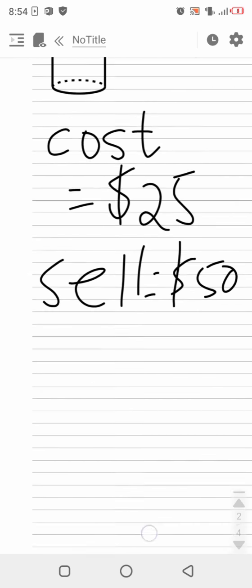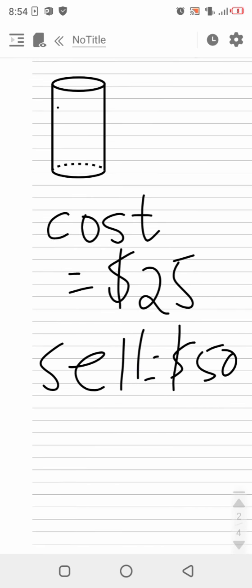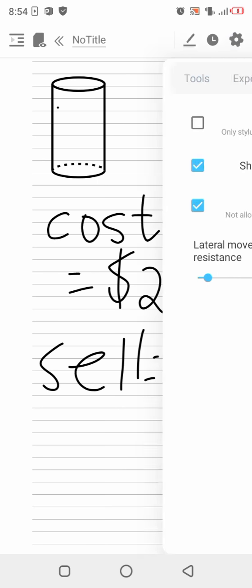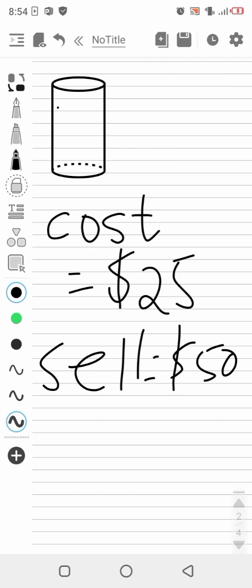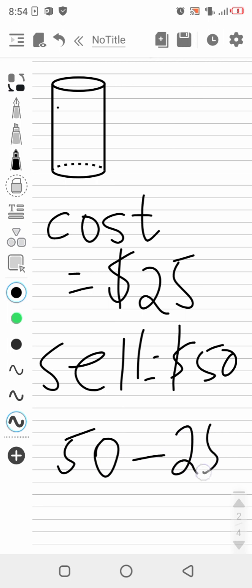So added value is the difference between the selling price of the product and the cost of bought in materials and components. The selling price was 50 and the cost of bought in materials and components was 25. So the answer is 25. This is the added value. $25 is the added value in this case.